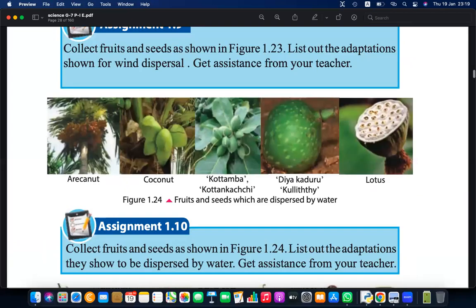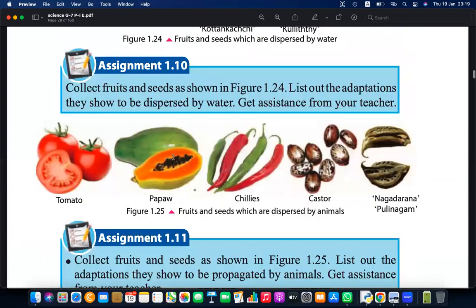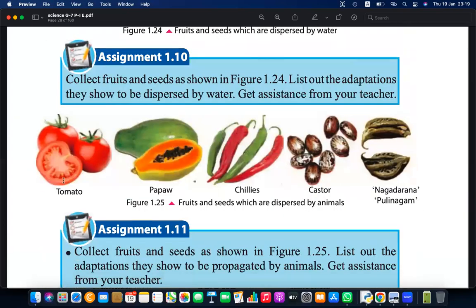Okay, here this arecanut, coconut, cotamba, and lotus are actually dispersed by water. And you can see these are dispersed by animals. So they are a tastier fruit. Animals will be attracted, they will eat that, and through their digestive system sometimes, or through their locomotion, this moves.